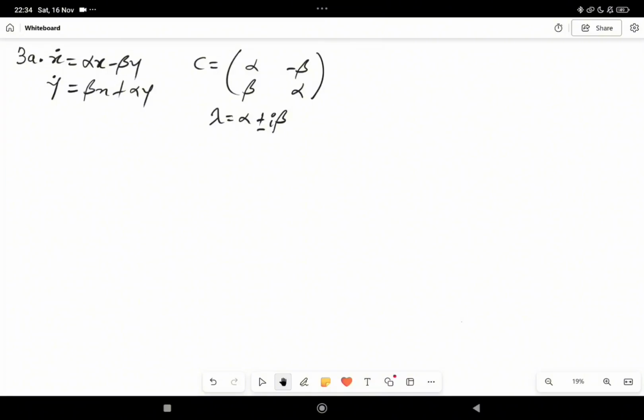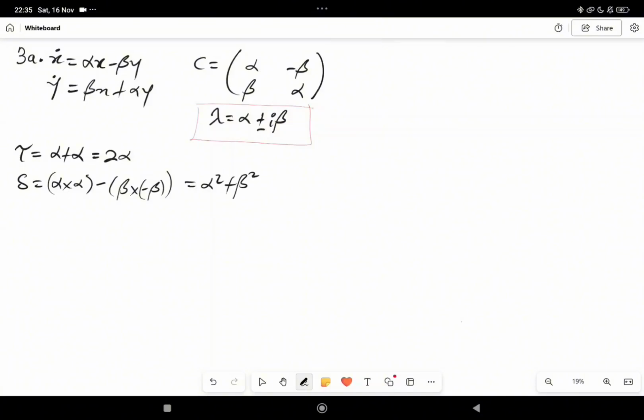To prove this, we will use the determinant and trace approach to verify our solution. So we have tau to be equal to the sum of the elements on the diagonal, alpha plus alpha, giving us 2 alpha. And for the determinant, we'll have alpha times alpha minus beta times minus beta. And this will give us alpha squared plus beta squared.